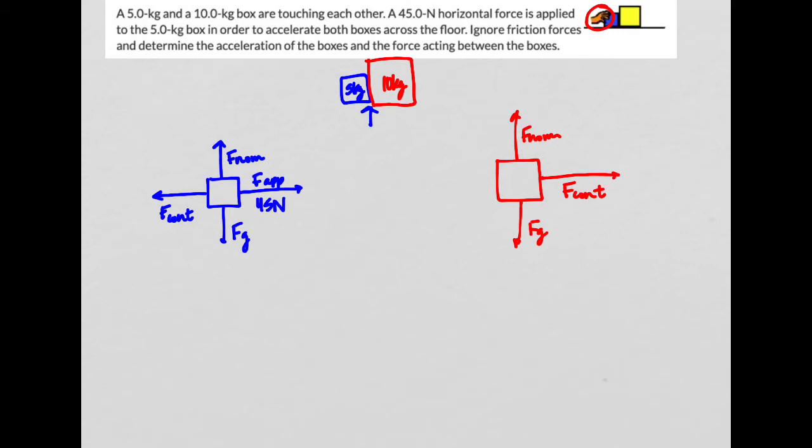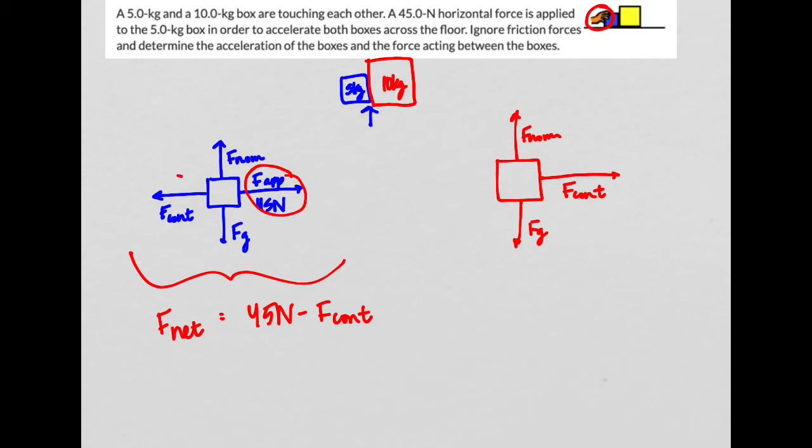Now we're going to start trying to solve for some things. We want to know the acceleration of the objects, and we want to know the force that exists between the two objects. But we're going to do this by using these two individuals rather than looking at them as a whole. First, we'll look at the net force of this first box. The net force is going to be the applied force minus the contact force, because we're not going to take into consideration these two forces, since they're balanced.